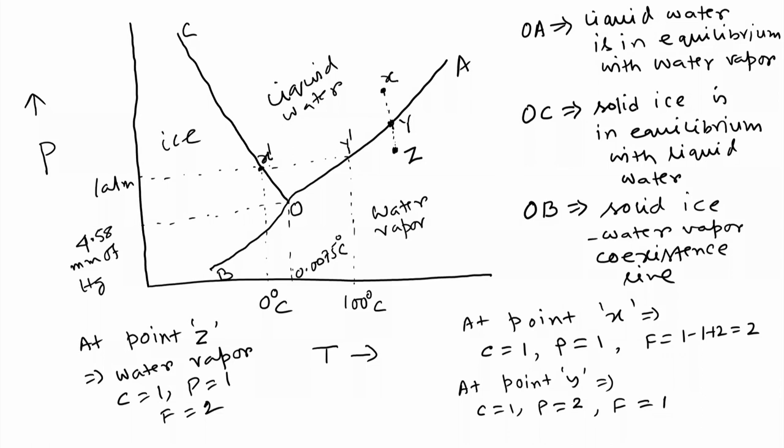Next, we cannot just go, what is point A here? Okay, so at point A, we cannot extend the curve further. At point A, the temperature is 374 degrees Celsius, and the pressure at point A is 218 atmosphere. Okay.